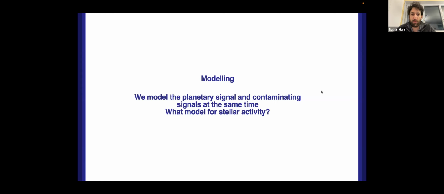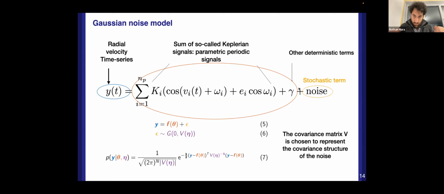So now let's move to the modeling part. We want to model the contaminating signals and the signal coming from the planets at the same time. One of the crucial problems here is what model we use for stellar activity. The classical model is that you model your radial velocity time series as a sum of Keplerians plus a stochastic term, which is going to be Gaussian. So your RV time series is modeled by a Gaussian likelihood, and the parameters of the noise are taken into account in the definition of the covariance matrix of the Gaussian process.